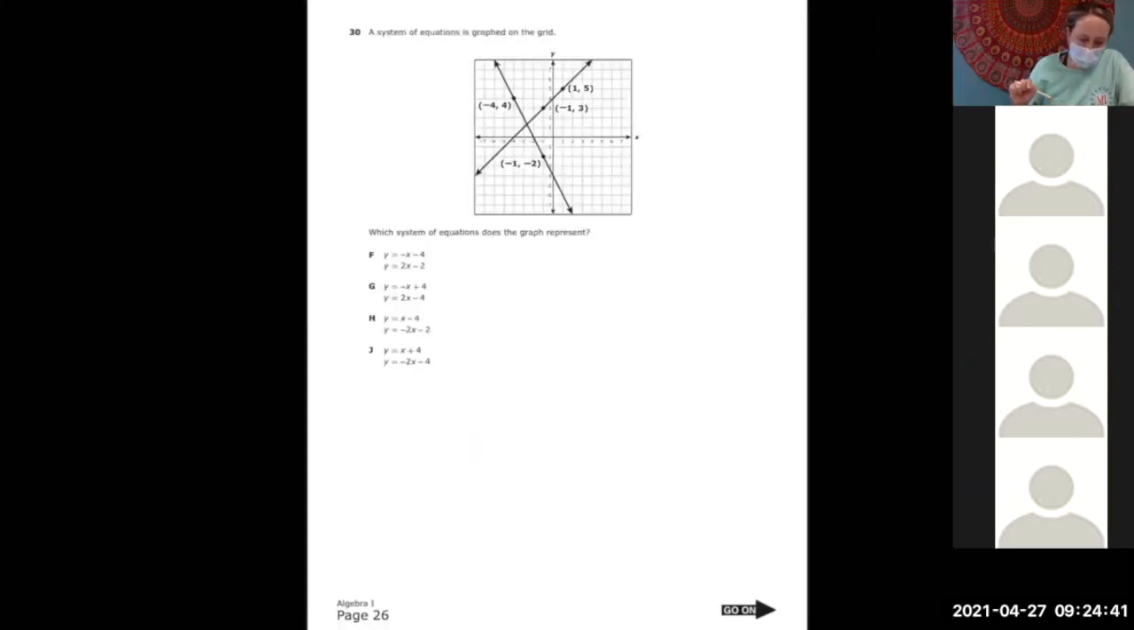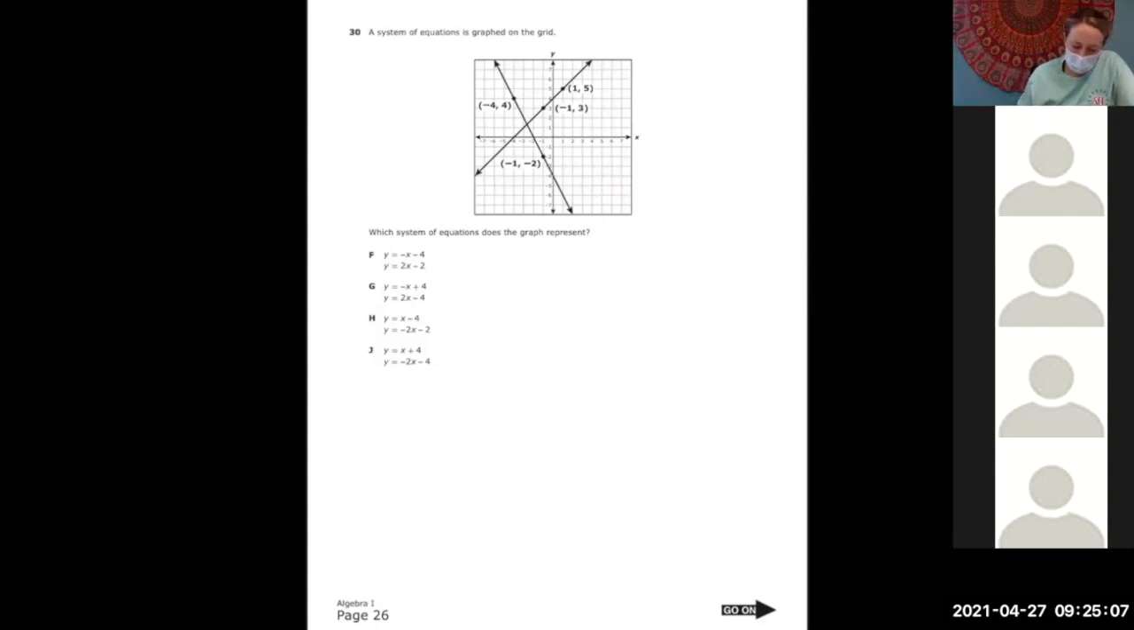Okay, number 30. A system of equations is graphed on the grid. Which system of equations does the graph represent? Okay, again, we're just plugging these options into y equals. Plug in F and then G and then H and then J. I'm going to look at the graphs and see if it looks like the graph on the problem.